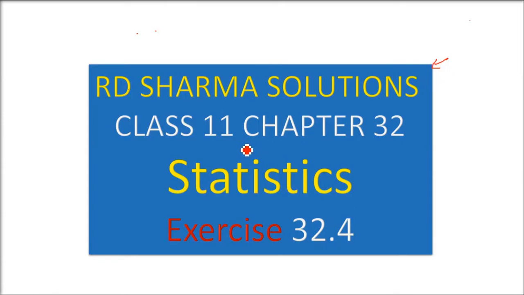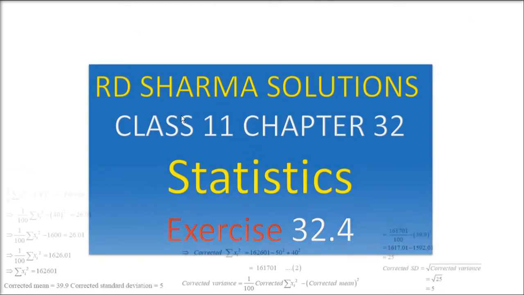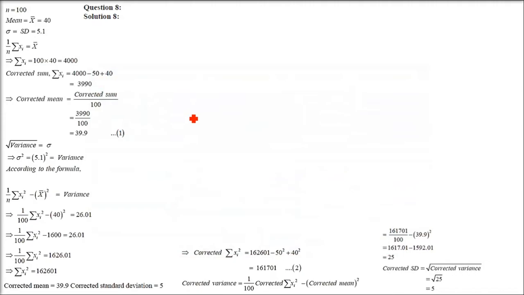This is R.D. Sharma solution, class 11, chapter 32, statistics. Exercise is 32.4. As we are doing this 32.4, let me tell you all the questions are NCERT questions only.